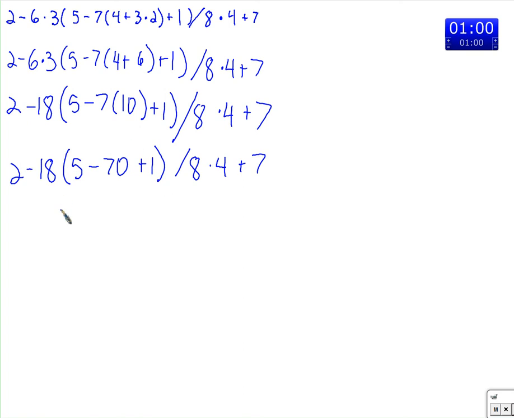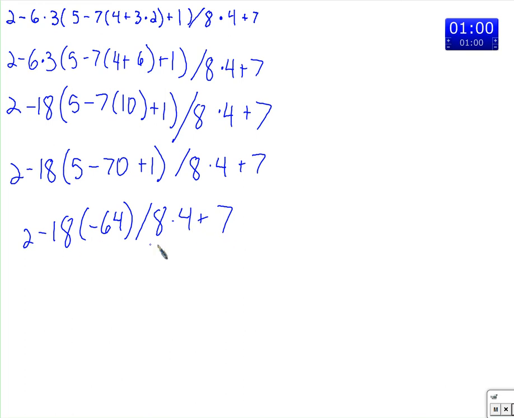Now you just put these guys together, right? What I essentially have is 6 minus 70. You can put the 5 plus 1, that's 6 minus 70. It's negative 64. Now here we have 2. What do I have? I have a 2. I have an addition. I have a negative number. I have a bunch of multiplication and division. And I have a plus 7.